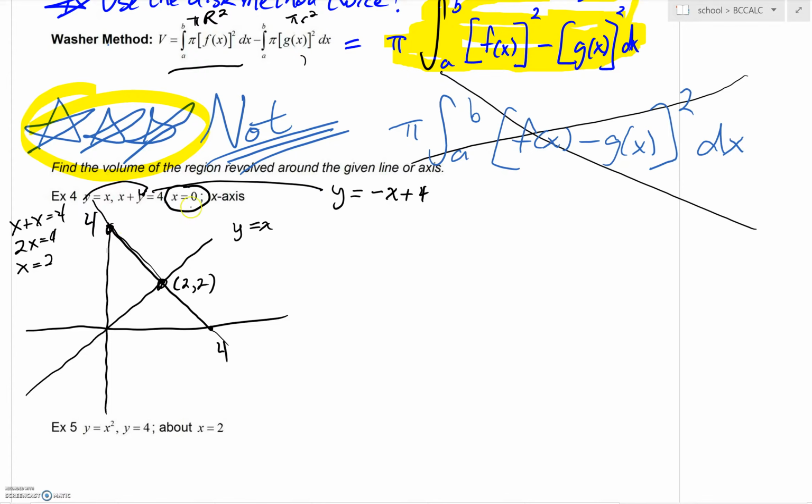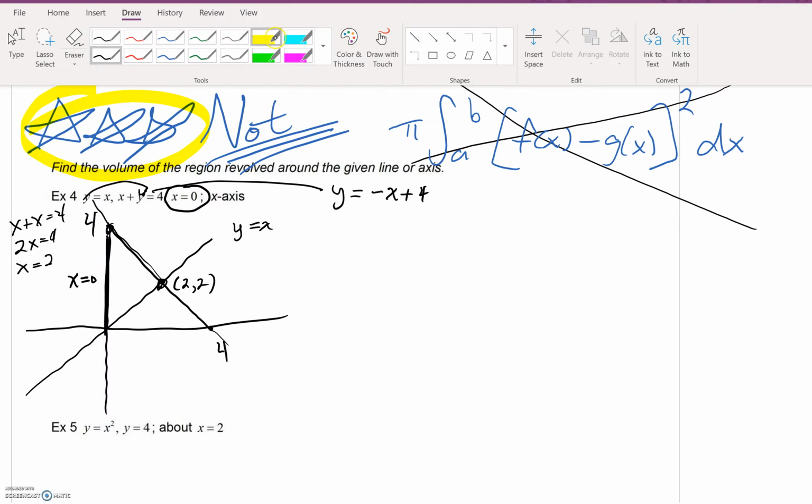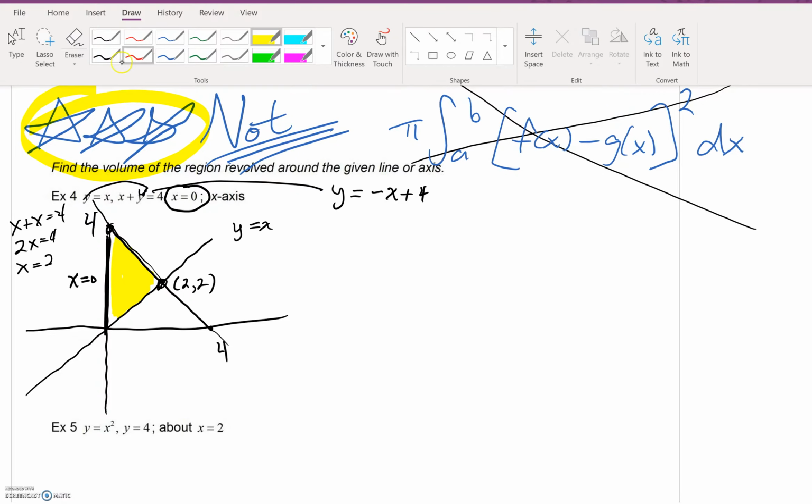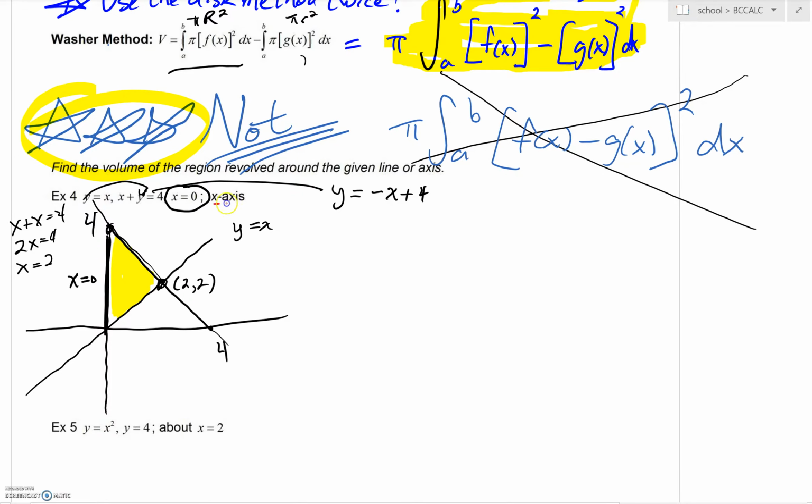Here's x equals 0. That's actually the y-axis, isn't it? And right now, if you're looking here, you could see, thankfully, we have this enclosed region, don't we? We have this little triangle. And we're going to revolve around the x-axis. Well, at this point, you could hopefully see that, my goodness, we have space between this yellow triangle region and the x-axis. We're going to need the washer method.